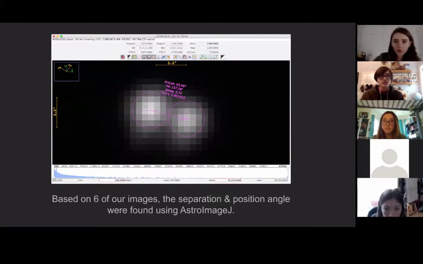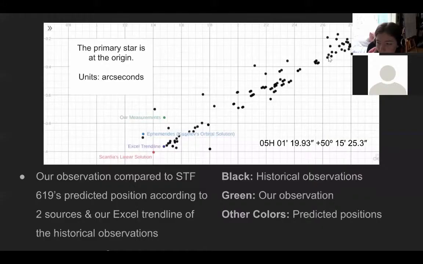In order to find the separation and position angle of STF-619, we analyzed 6 of our sharpest images in AstroImageJ. Here's a screenshot of the photos being analyzed. While researching STF-619, we also came across a rectilinear solution published by Scardia et al. in 2017 that included 5 parameters for each star.